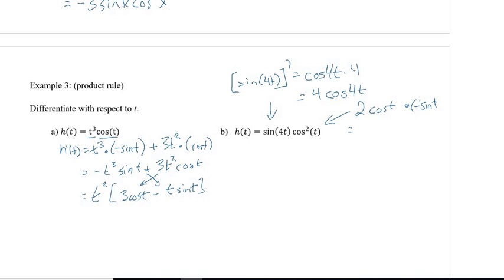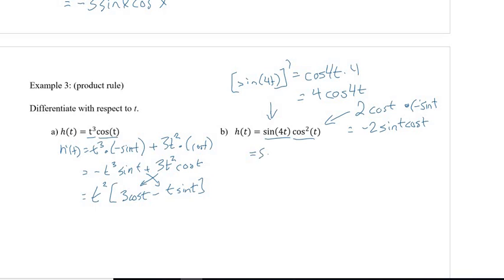So that's going to be negative 2 sine t cos t. So now that we have that, we have the derivatives for each of those functions. Now we can take the product rule.